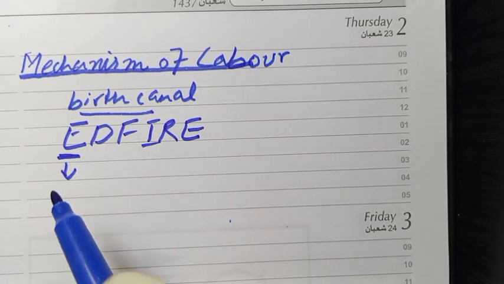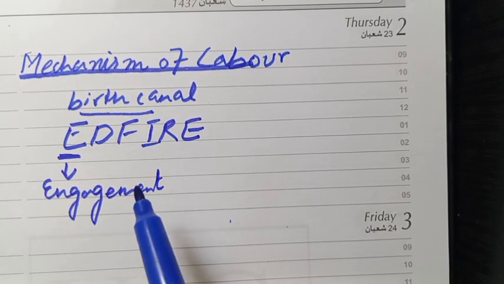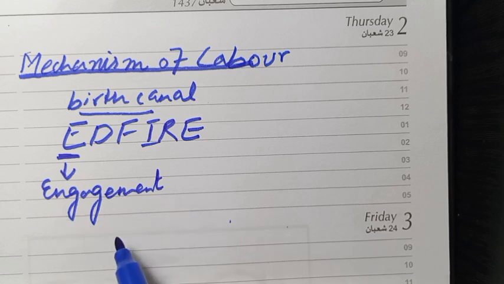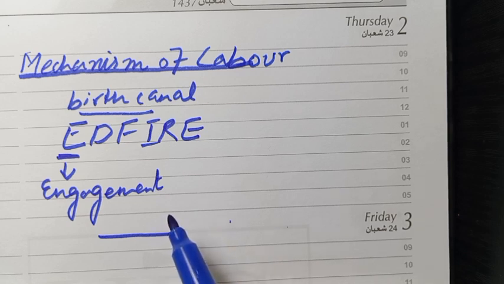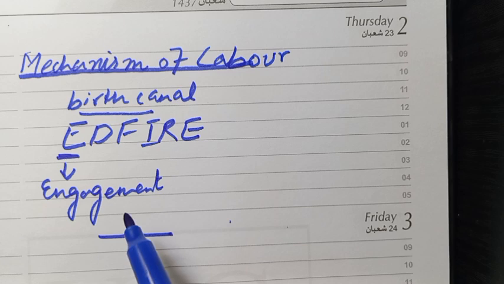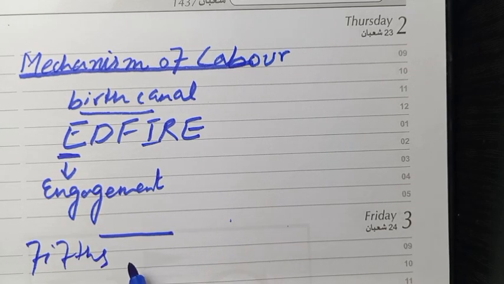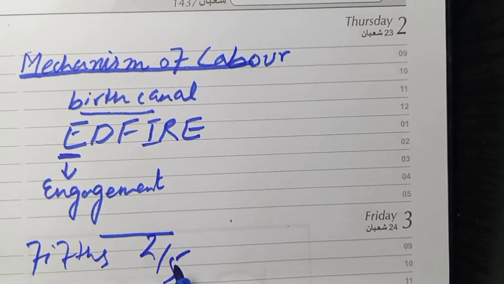E indicates engagement. The fetal head normally enters the pelvis in the transverse position of the widest pelvic diameter. Engagement is said to have occurred when the widest part of the presenting part has passed successfully through the inlet. The number of fifths of the fetal head palpable abdominally is used to describe whether engagement has taken place or not. If more than two-fifths of the fetal head is palpable abdominally, then the head is not yet engaged.